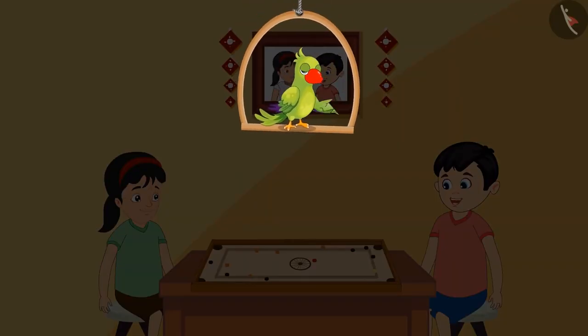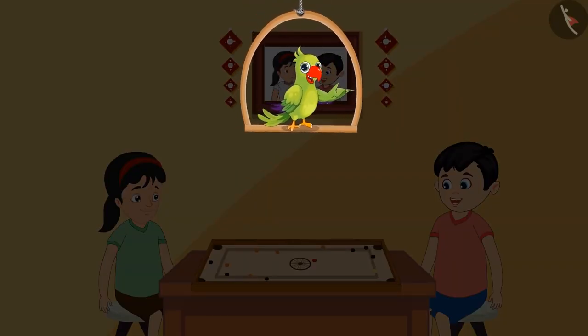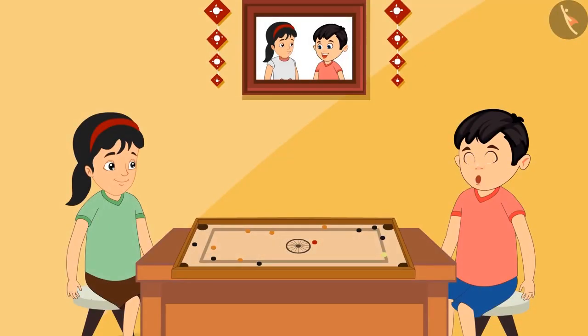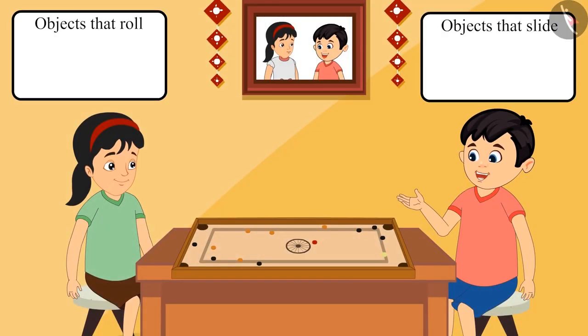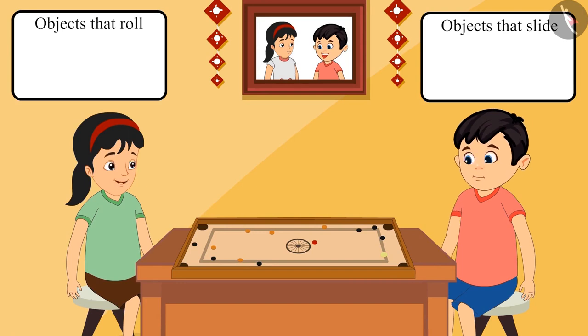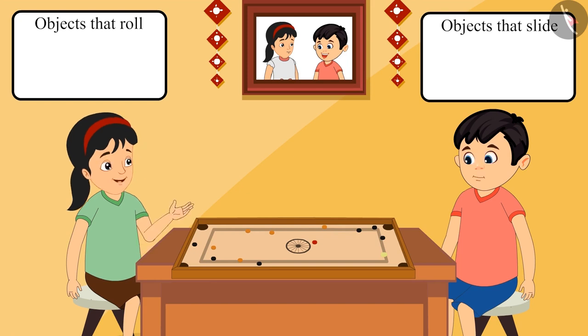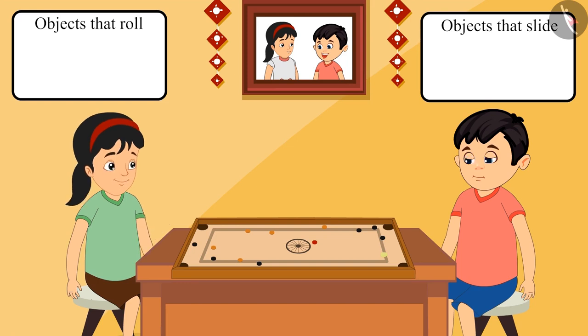Chotu and Pinky have come home from school today and are playing carom. Pinky, do you remember that we have been asked in school to make a list of items that roll and slide? Yes, Chotu, I remember. Yes, let's make the list after playing. But Chotu, how shall we know which object slides and which object rolls? We will have to think about it.